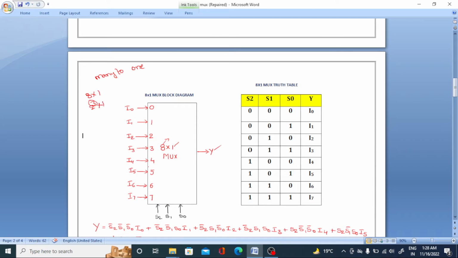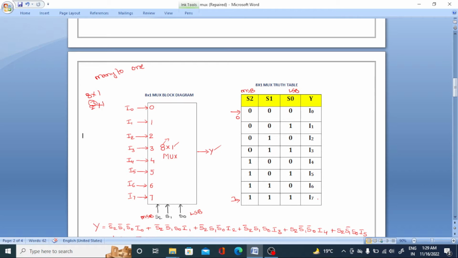These 3 are represented as selection lines, S2, S1, S0. Here S2 is the MSB bit and S0 is the LSB bit. Based on that, draw the truth table, place S2 here as the MSB bit and this as the LSB bit, like 8 4 2 1, starting from 0 to 7: 0 1 2 3 4 5 6 7. For example, if I want to activate I0, I will keep it as 0 0 0. If I want to activate I3 at the output side, my selection lines must be 0 1 1.